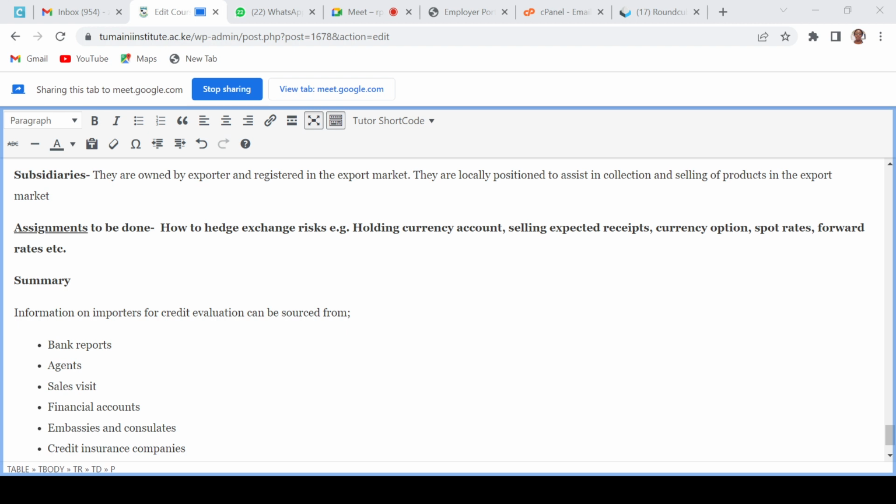Exchange risk is one of the major risks in export. So how can you hedge it? I want you to just, for your own knowledge, you may not see a question asking all this, but it's good to check on.